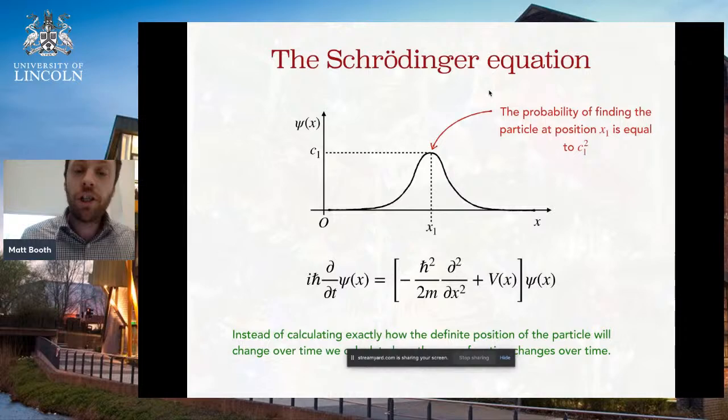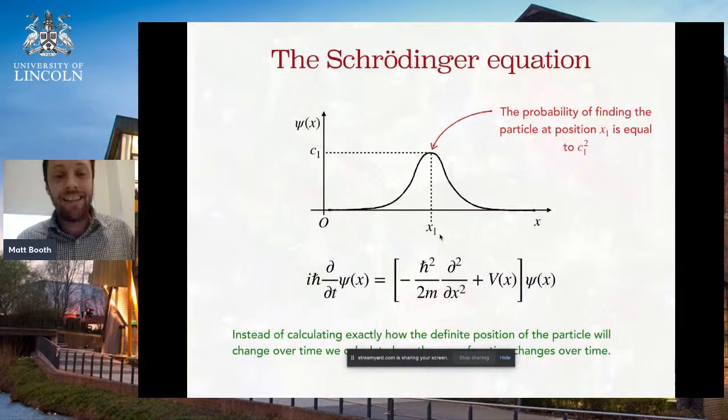Okay, so I showed you Newton's law earlier. Rather than using Newton's law to calculate exactly the definite position of where the particle would be at some time later, given some applied force, in quantum mechanics we describe the evolution of a system with the Schrodinger equation. We have this wave function here, and we look at how the wave function changes in time. So if we can calculate our wave function for a future time, we can calculate the new probability of finding the particle at some position. So it's a wave function that changes over time.